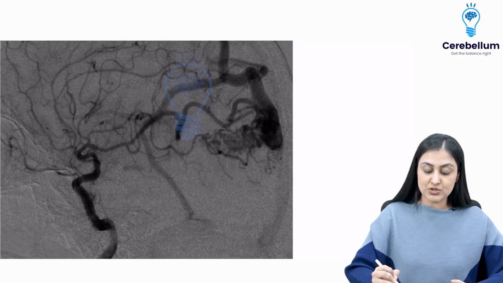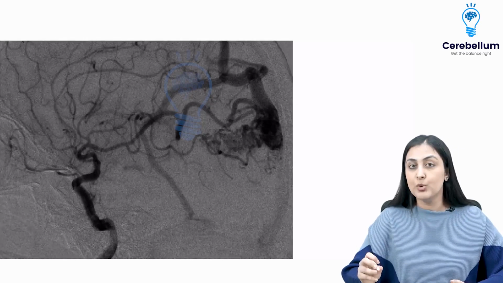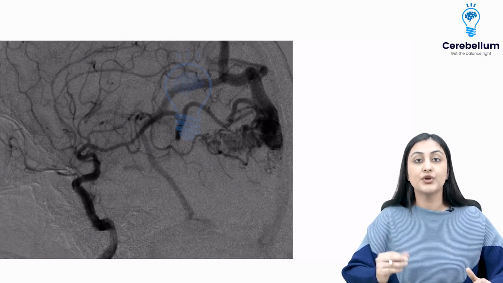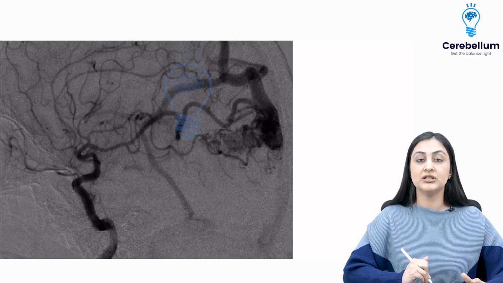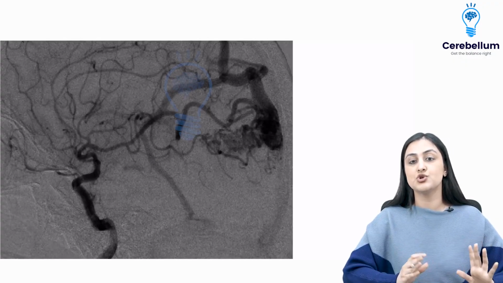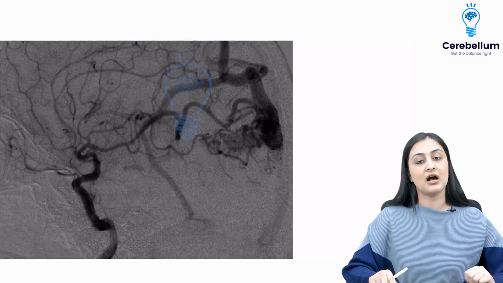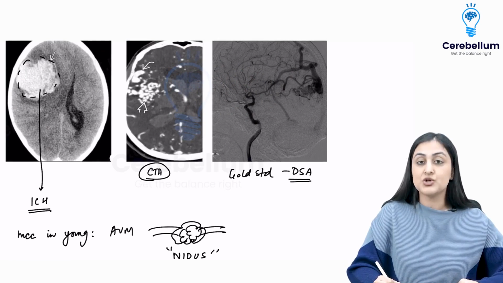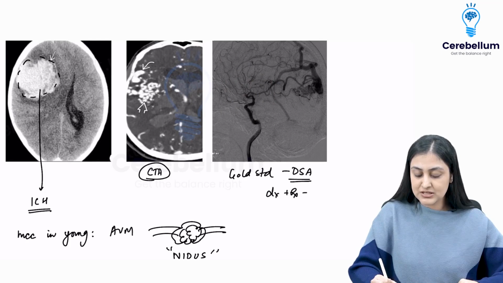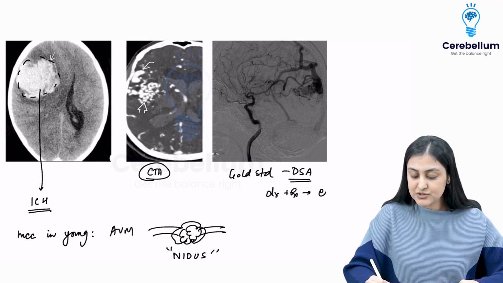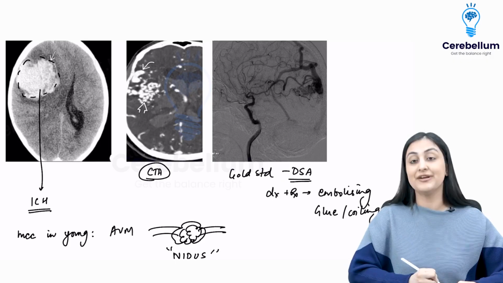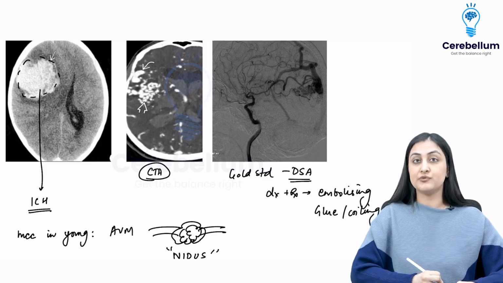So what we have to do is block this, embolize this, and for embolization we use agents like glue or coil. We can put glue in the nidus, or we can put coils which will stop the blood from going, and that is how AVMs are treated. That is why DSA is the gold standard, because you can diagnose as well as treat the AVM by means of embolizing agents like glue or coil. So this is the management of arteriovenous malformations.